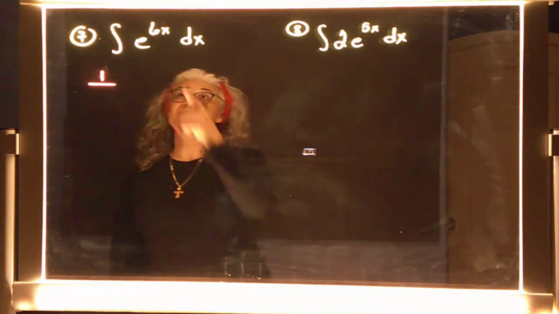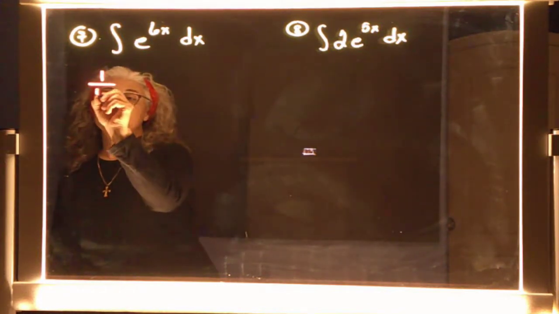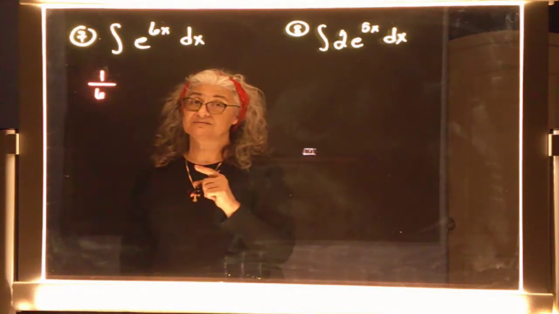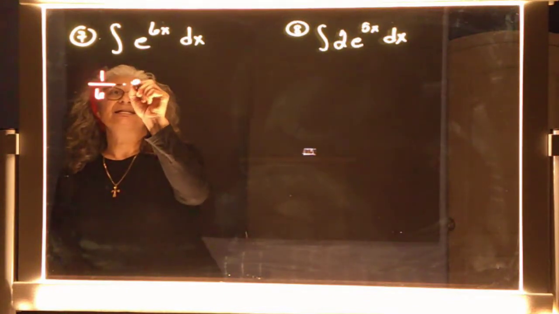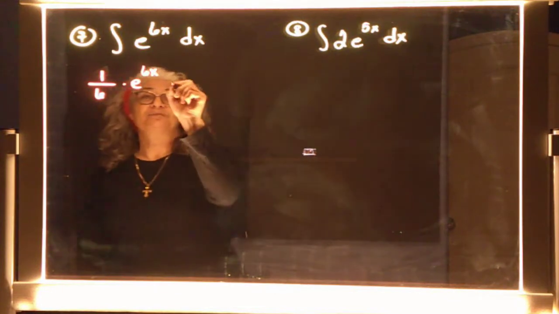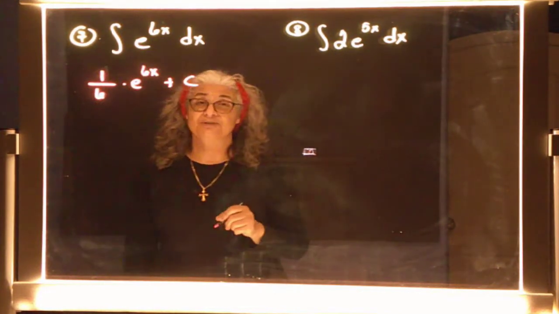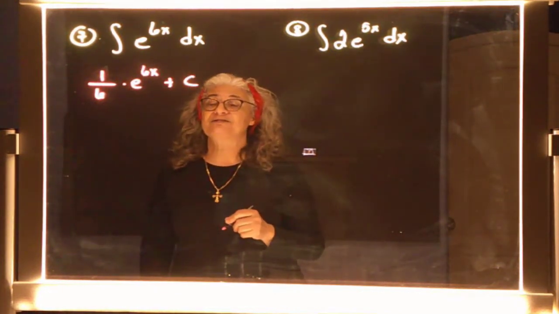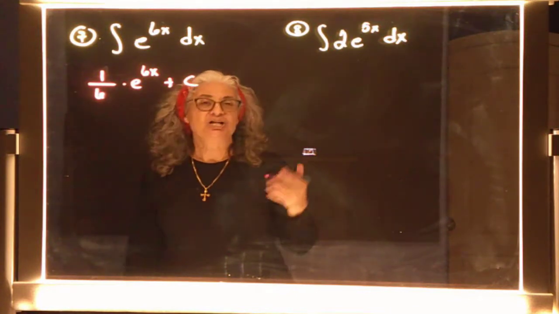the coefficient of x, which is 6, agree? Times e to the 6x. And then plus that constant, right? You're like, wait, that's too easy. Well, so be it. Check it.